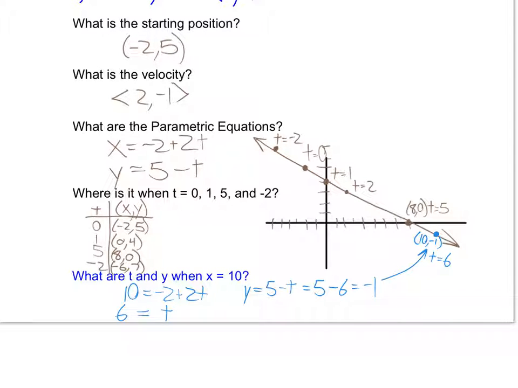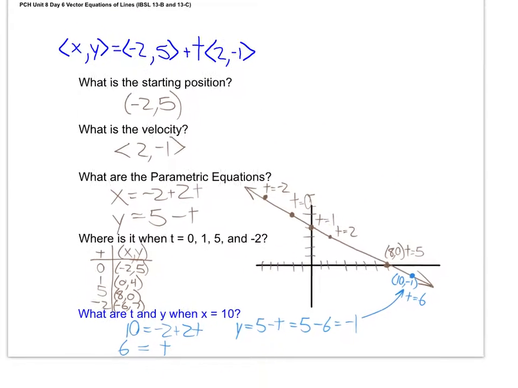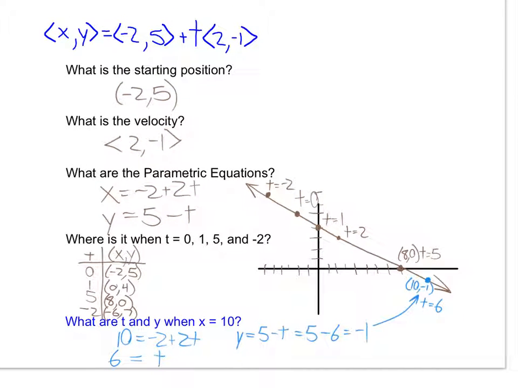And we could do it for something that's not even as close. We could ask when x is going to equal 100. We could find the time by solving the parametric equation, then plug it into y and figure out what y would be then. So that's where these can be pretty useful.